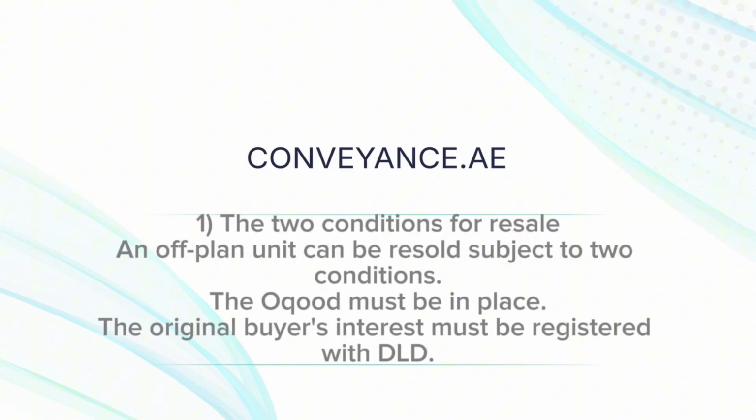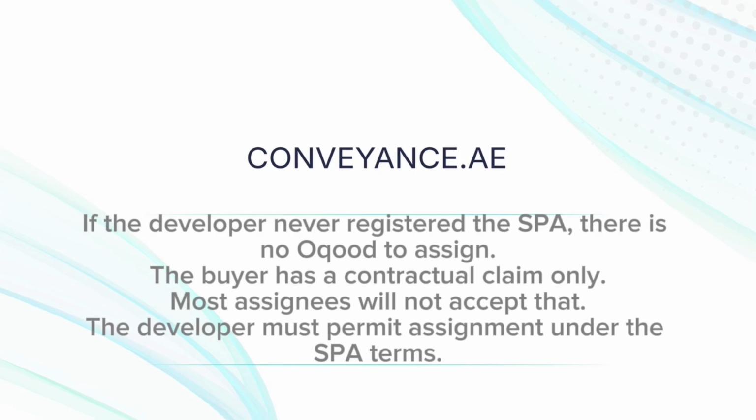1. The two conditions for resale. An off-plan unit can be resold subject to two conditions. The OCUD must be in place. The original buyer's interest must be registered with DLD. If the developer never registered the SPASH, there is no OCUD to assign. The buyer has a contractual claim only. Most assignees will not accept that.